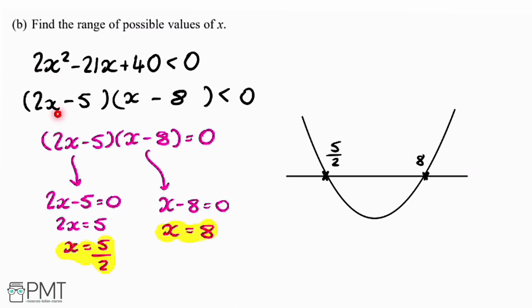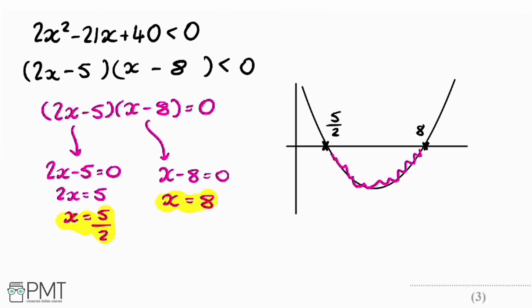Now we need to look back to our inequality. We can see we're looking for when our quadratic is less than 0. If we imagine we have our axes here, when y is 0, it's this line here, so it's anything below this line, this part here. So when is our quadratic less than 0? It's when x is between 5/2 and 8. So our range of values is 5/2 < x < 8.